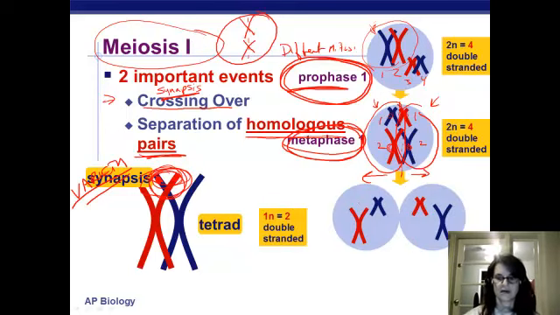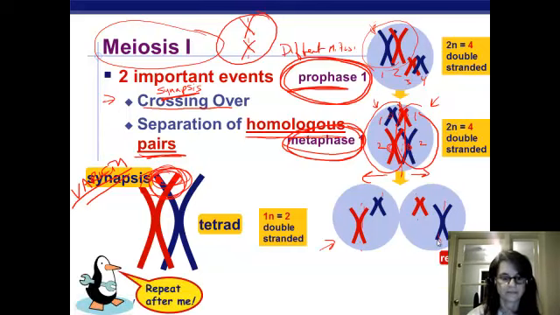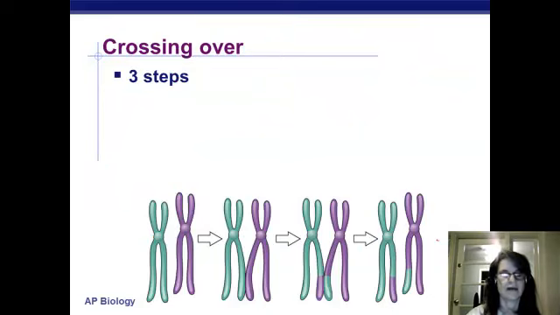So this would be after anaphase has occurred and essentially the end of the first meiotic division. Now, these cells will then divide again, and we will then separate these chromatids from each other in the second meiotic division.